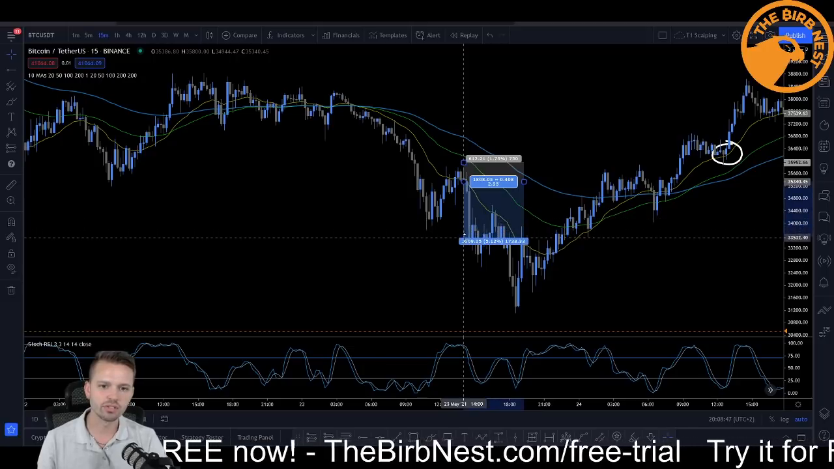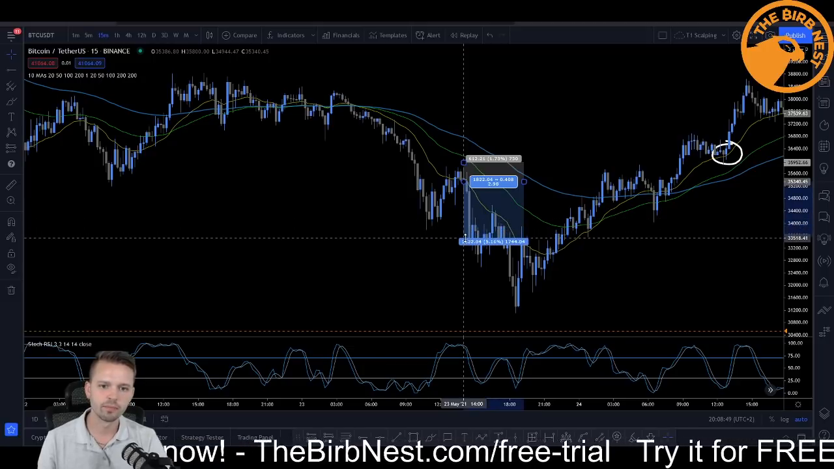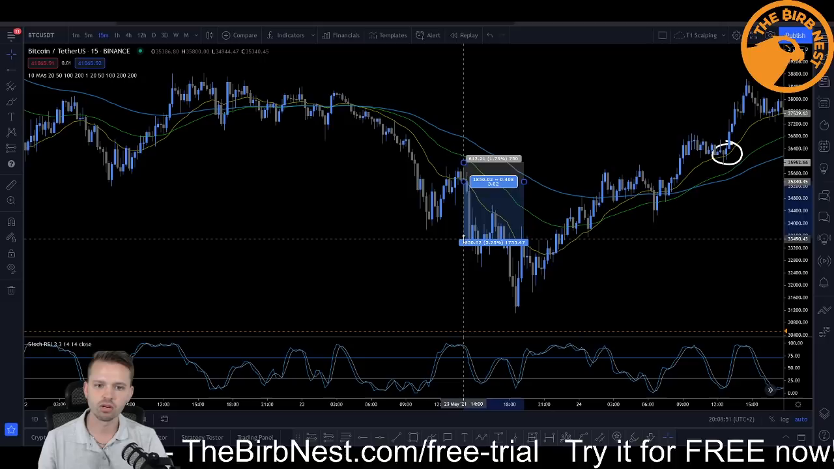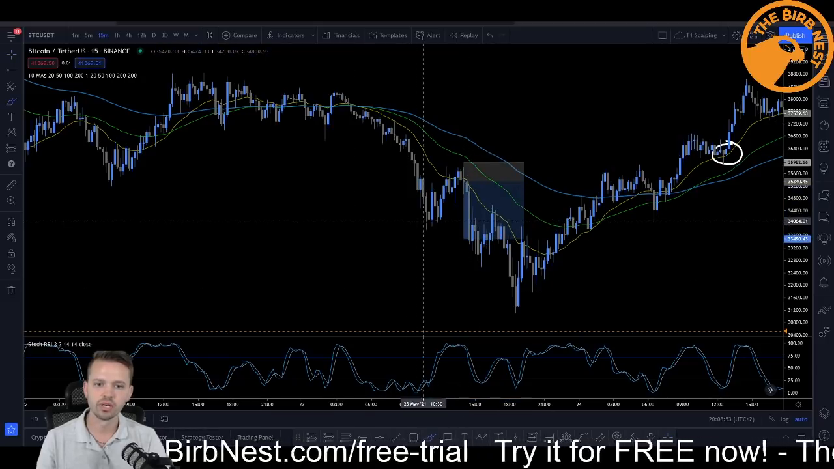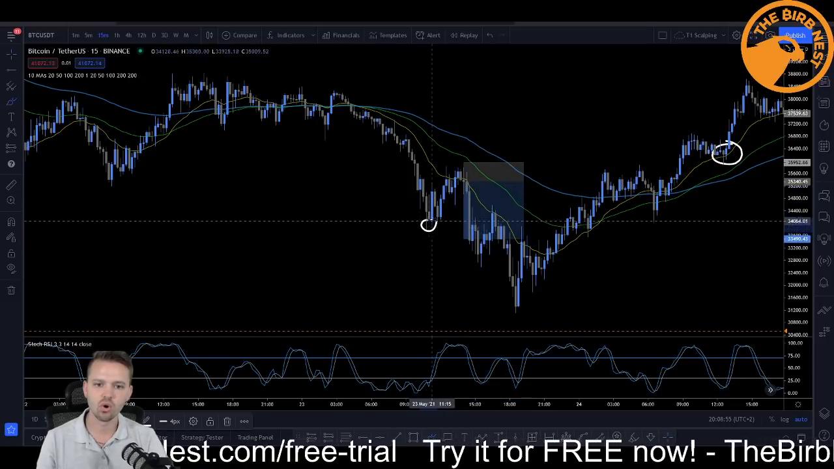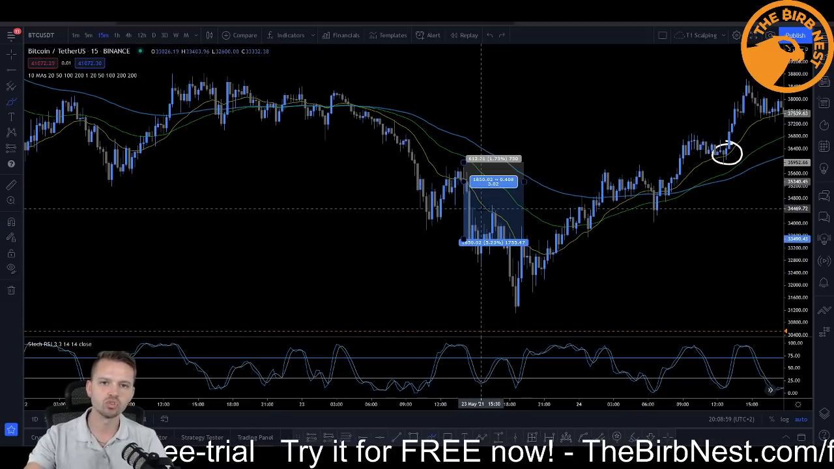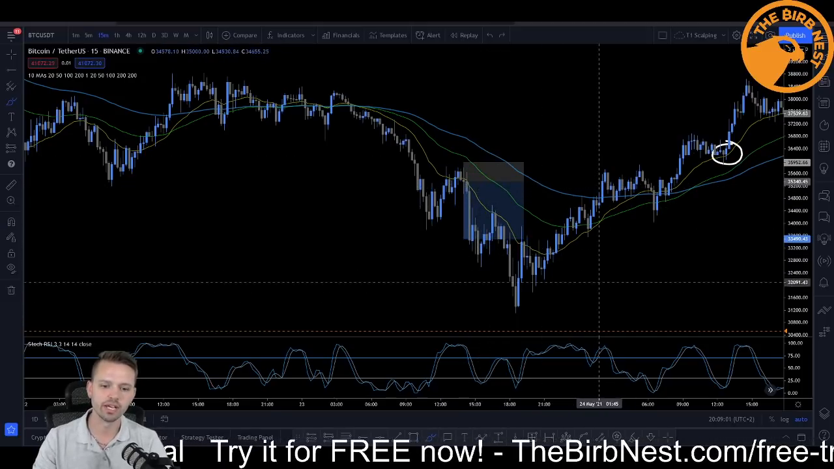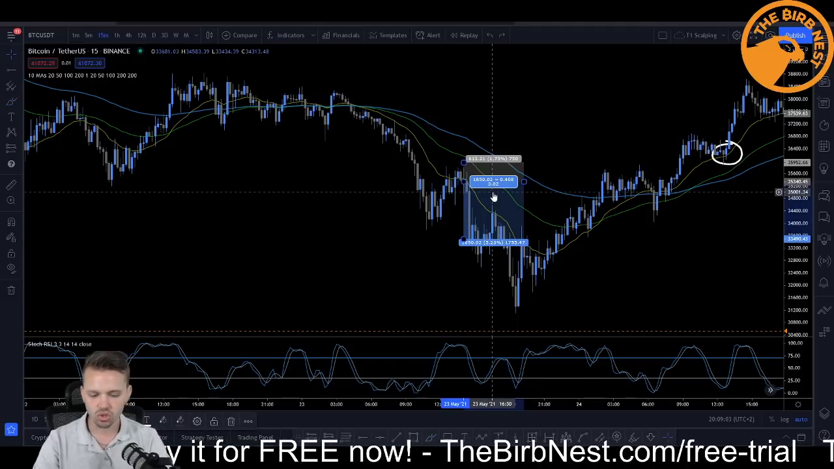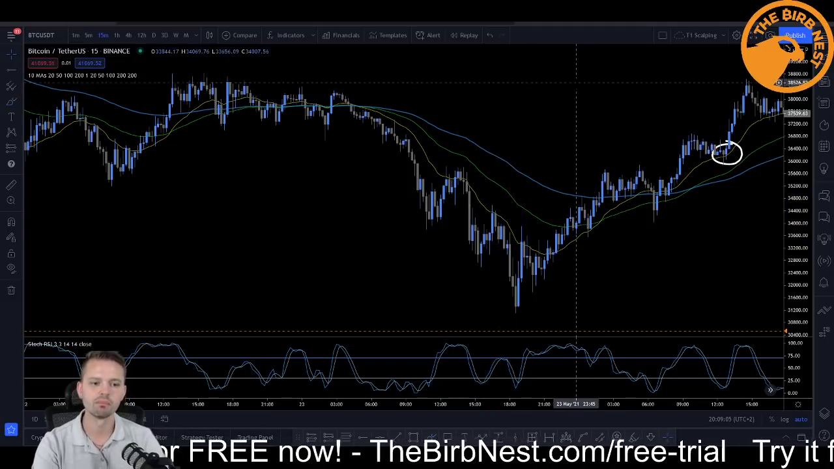Personally, I just let it run to somewhere between 2 and 3R. So this would be great. Like you have 3R right here, which goes past that low and creates a new one right here. I always move my stop to entry at 1R and then let the trade run as much as possible. So let me show you a couple more examples here.